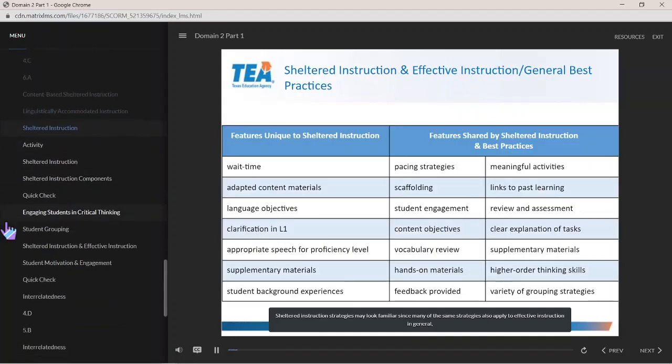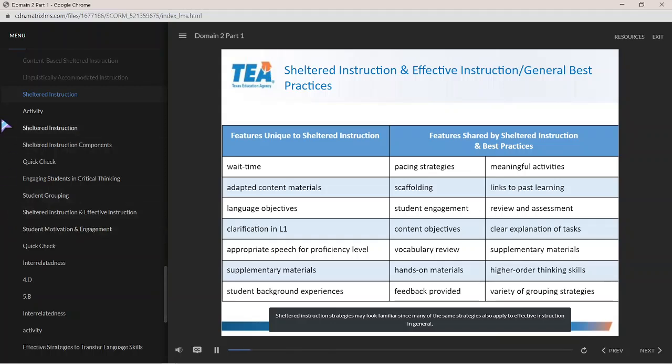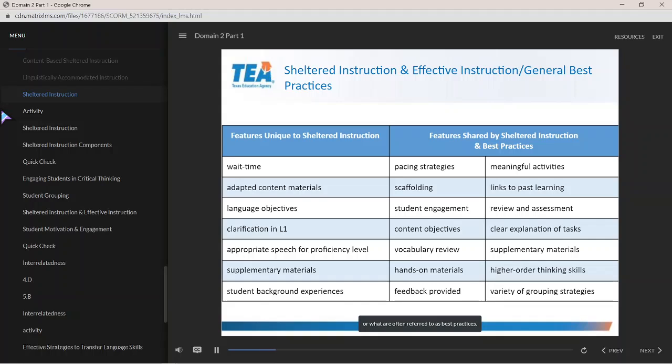Sheltered instruction strategies may look familiar since many of the same strategies also apply to effective instruction in general, or what are often referred to as best practices. However, there are other characteristics unique to sheltered instruction as seen through the language lens. Notice wait time, adapted materials, language objectives, clarification in a student's primary language or L1, appropriate speech to match students' language proficiency level, supplementary materials, and student background experiences are all features unique to sheltered instruction.